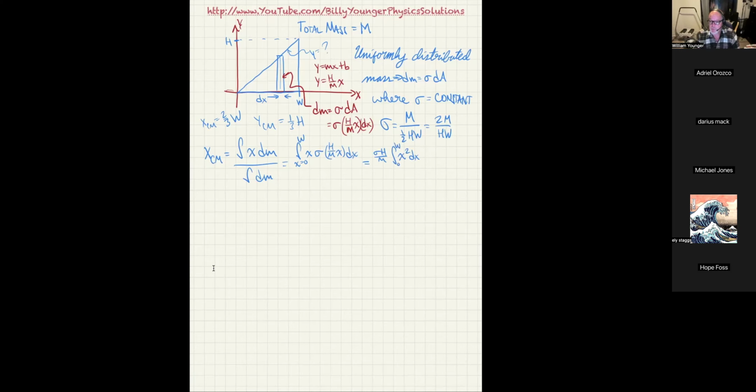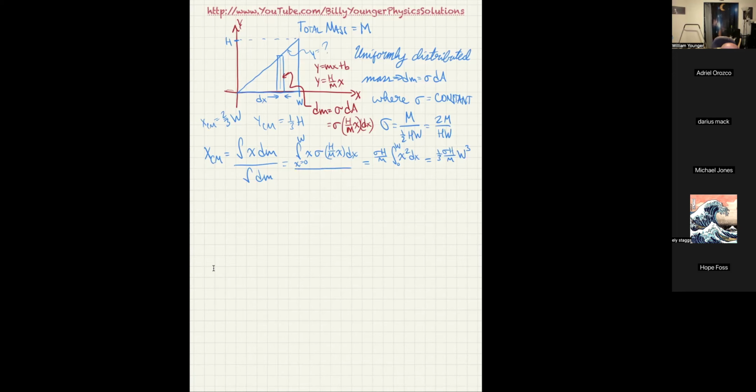And of course, the integral of x squared is 1/3 x cubed. So we're going to get 1/3 sigma h over m, and x cubed is going to be evaluated from 0 to w, so that's just going to become w cubed.